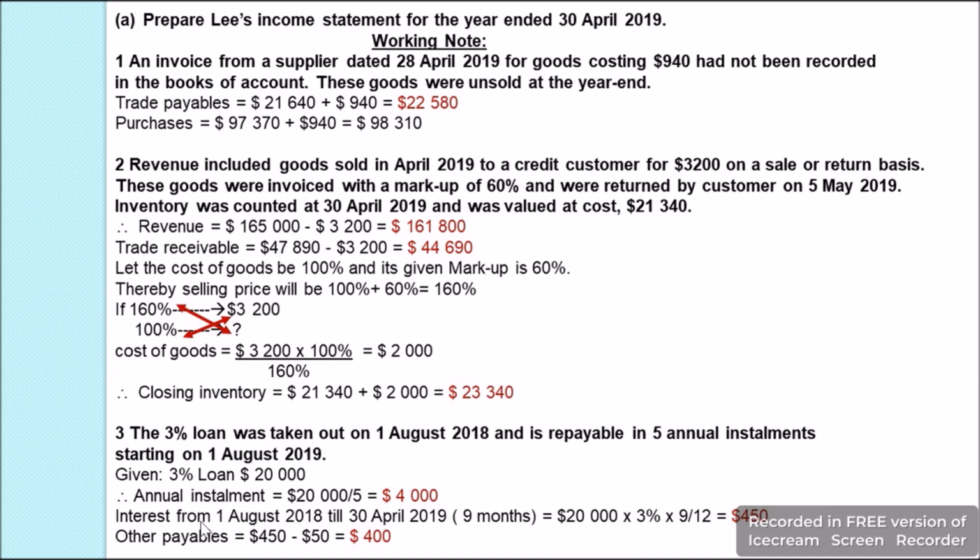And then we have to calculate the interest. We have taken the loan on 1st August 2018 and we are making the income statement for 30th April 2019. So this is a duration of 9 months. So here the loan interest will be the principal amount, which is 20,000, times 3%, which is the interest rate, times 9 by 12. We get the value as $450 as the interest on loan, which will be the expense in our income statement. Furthermore, only $50 was paid. So from $450 we subtract $50, we get $400, which will be the other payables and current liability for the present period.